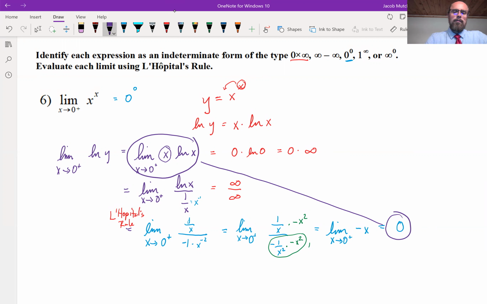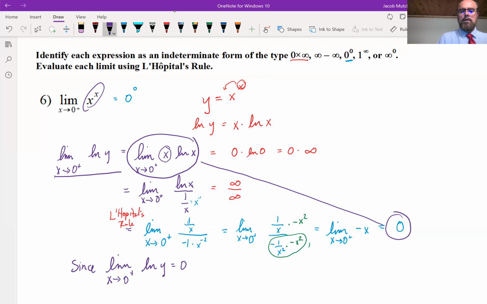And again, what that's equivalent to is the limit of the natural log of y. So here's where we have to think in terms of how we can shuttle back to the original x to the power of x. And this is what we should write. Since this limit as x approaches 0 from the right of the natural log of y equals 0, which is again what we just established here, then here's our conclusion.